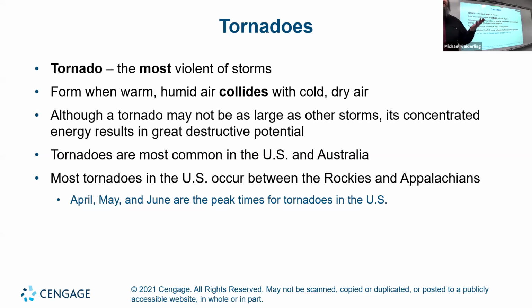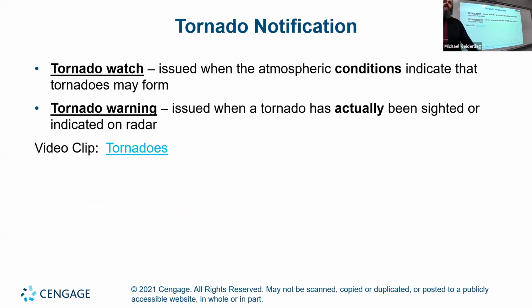They're most common in the US and Australia, and most tornadoes in the US happen between the Rockies and the Appalachians, and we're heading into peak tornado season. April, May, and June are peak tornado season, because that's when the conditions are right to create the kind of storms that can generate tornadoes. You get tornado watches when the atmospheric conditions indicate tornadoes may form, and tornado warnings are when an actual tornado has been sighted or indicated on radar.